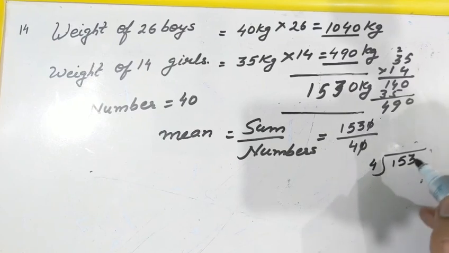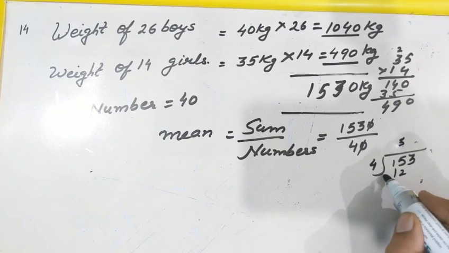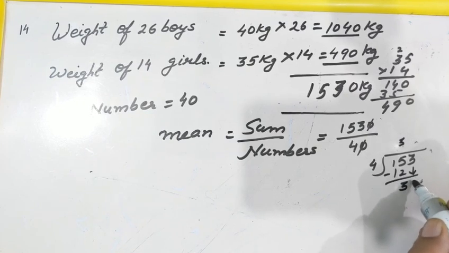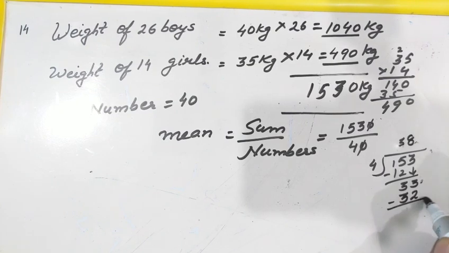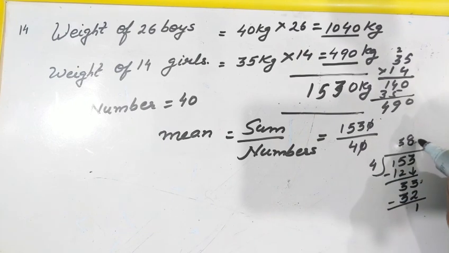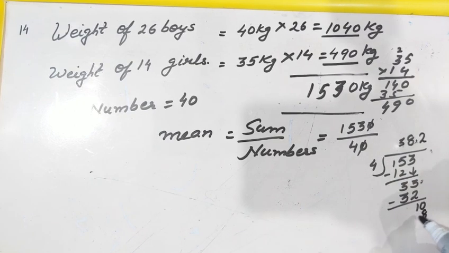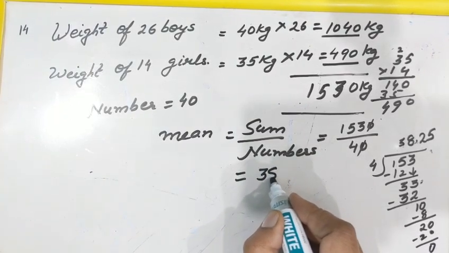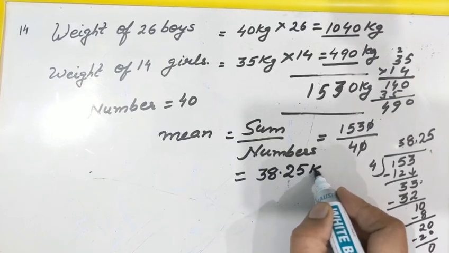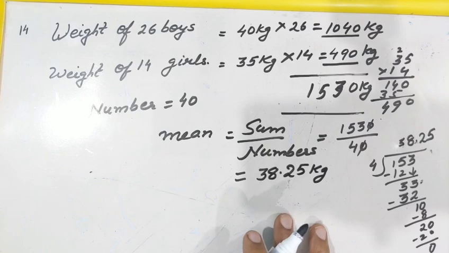153 divide by 4. 4 3s are 12, 3 and bring this 3 down. 4 8s are 32 minus 1. It's up to you. Either you can find in decimals. If you want to find in decimal, let's proceed. Put a decimal point. Add 0. 4 2s are 8 minus 2, 0 down, 4 5s are 20. Hence the mean weight of 40 children equals 38.25 kg. Clear how we have done this question?